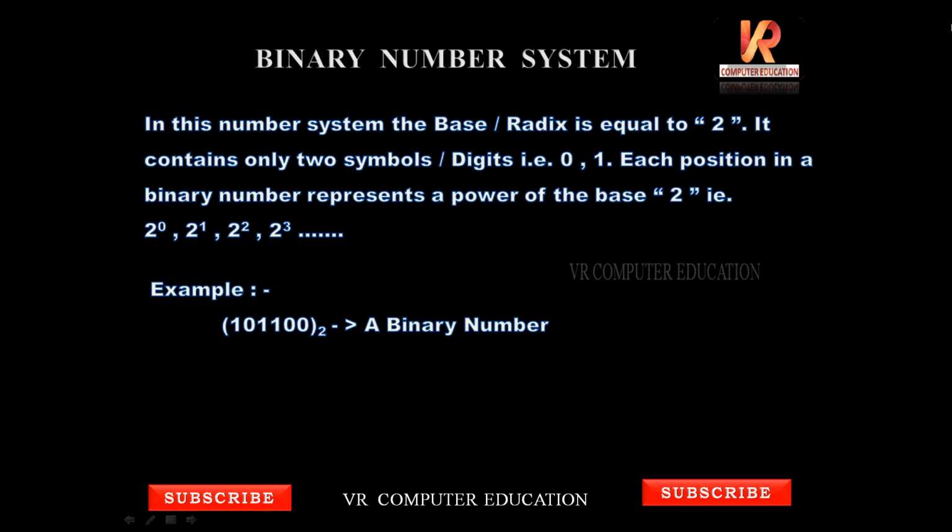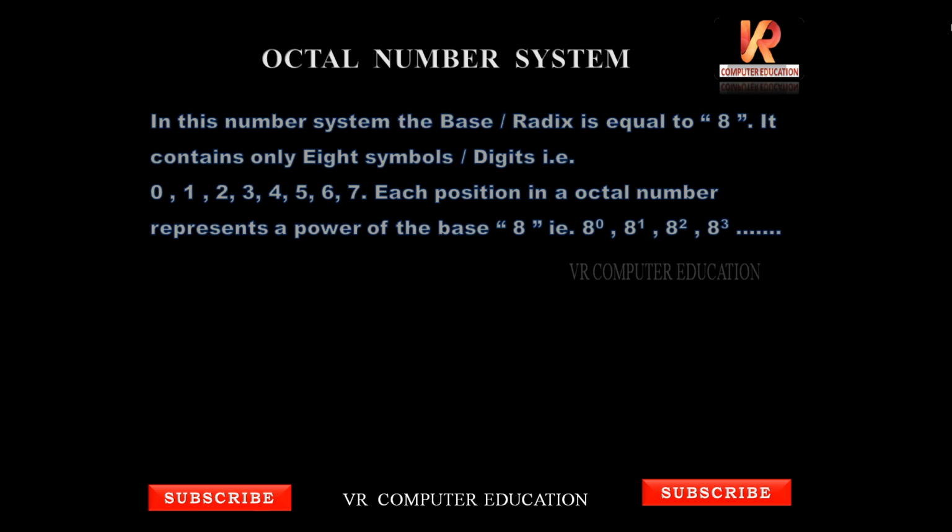Next, after the binary number system, we'll see the octal number system. In this octal number system, the base or radix is equal to 8. It contains only 8 symbols or digits, that is 0, 1, 2, 3, 4, 5, 6, 7. So 0 to 7 count will be 8. That's why 8 digits or symbols.